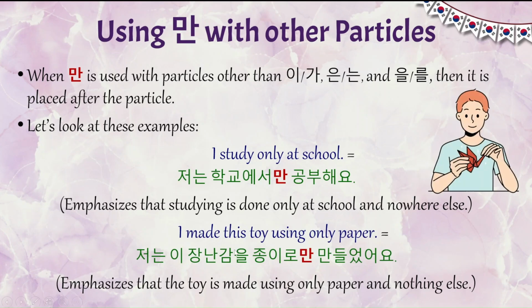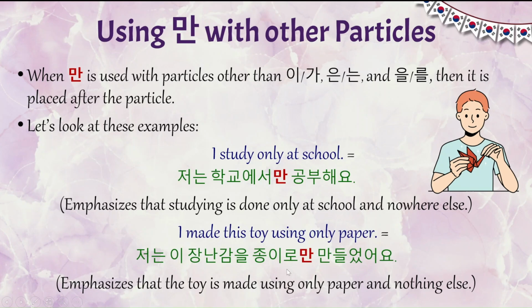Now let's look at the next example. I made this toy using only paper. So here the toy is made using only paper and nothing else. Now you get where you have to attach man. You have to attach man to the word paper. In Korean this sentence is 저는 이 장난감을 종이로만 만들었어요. I is 저는, this toy is 이 장난감. Paper is 종이. To make, 만들다, past tense, 만들었어요.